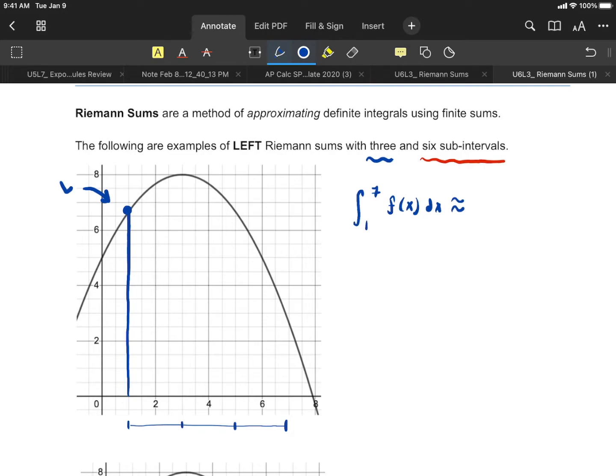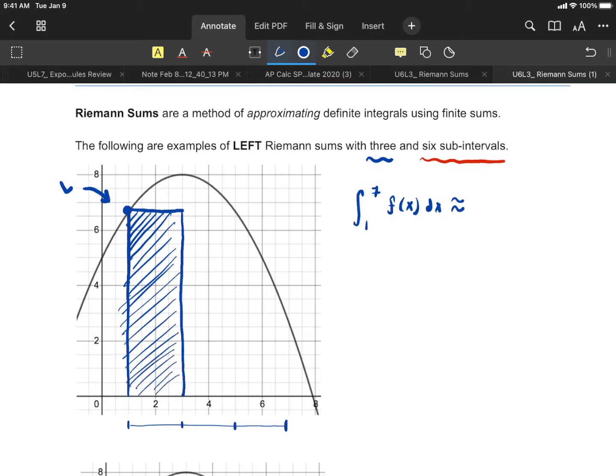And so now we're going to go over the width that we said we would. We're going to go from 1 to 3, and then we're going to go down. And so this is the first rectangle. We're using rectangles because we can calculate the area. We could calculate the area of this rectangle fairly straightforwardly. And so that's my first subinterval.